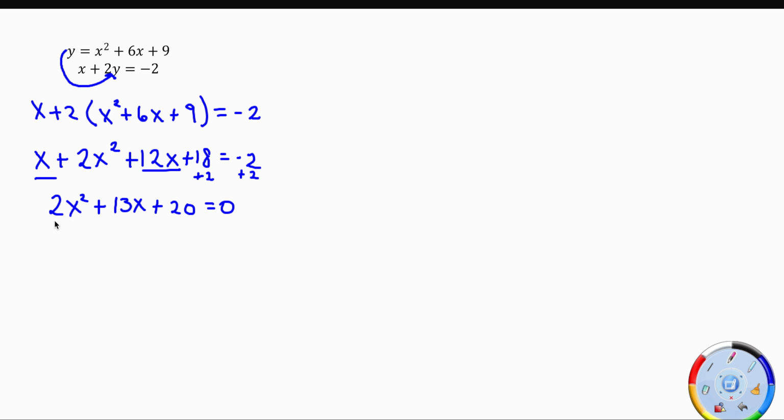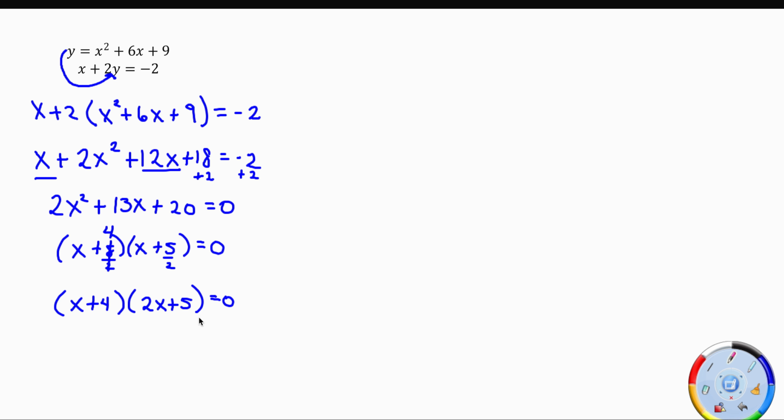Okay, that means I'm looking for 2 numbers that multiply to give 40 and add to give 13. Those numbers are 8 and 5, both positive. x plus 8, x plus 5, but don't forget we've got a 2 in the front. So I wind up with x plus 4 and 2x plus 5 equals 0, meaning x is negative 4 or x is negative 5 halves.